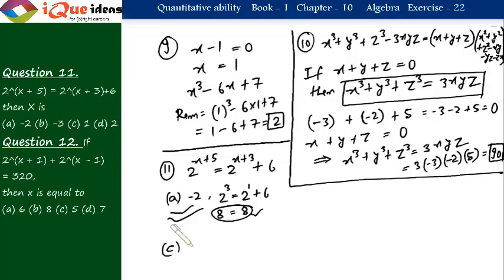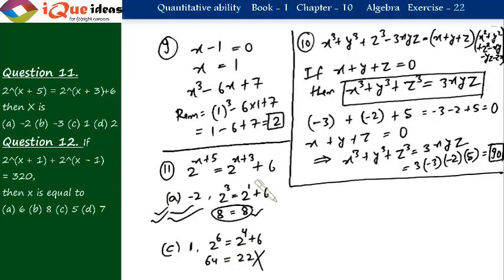Let's say option C, that is 1. Now if I put x equal to 2 in the left hand side, it will be 2 raised to 6, and on the right hand side it will become 2 raised to 4 plus 6. Now 2 raised to 6 is 64. 2 raised to 4 is 16 plus 6, 22. Are they equal? No. Hence that option is wrong. Similarly, you could have checked other options also to be wrong. So this is one way of doing this question. Right? So the answer is A.